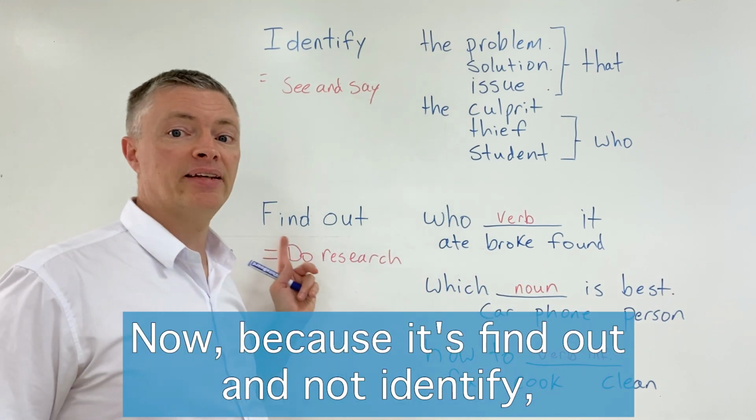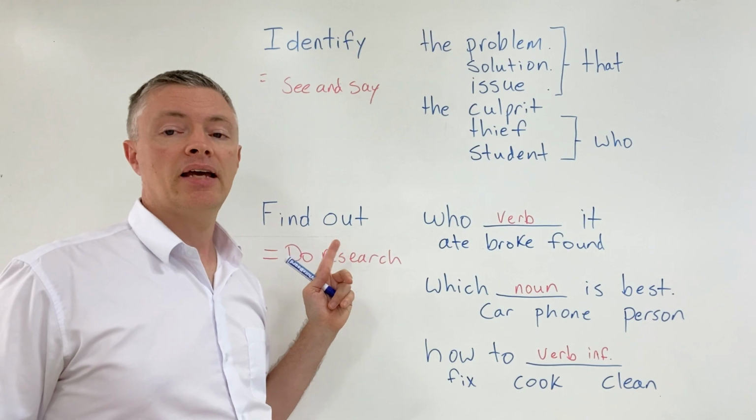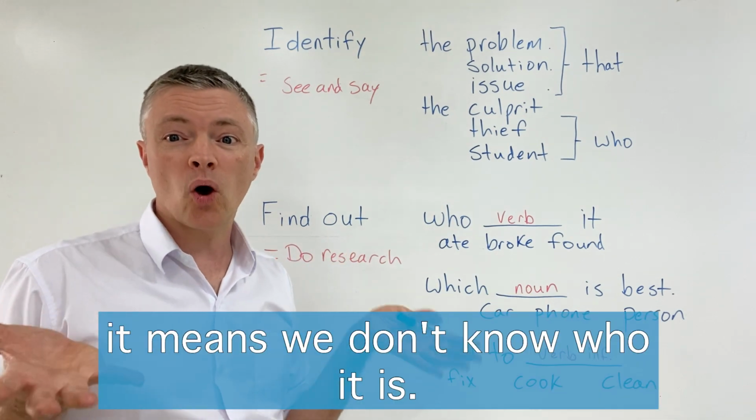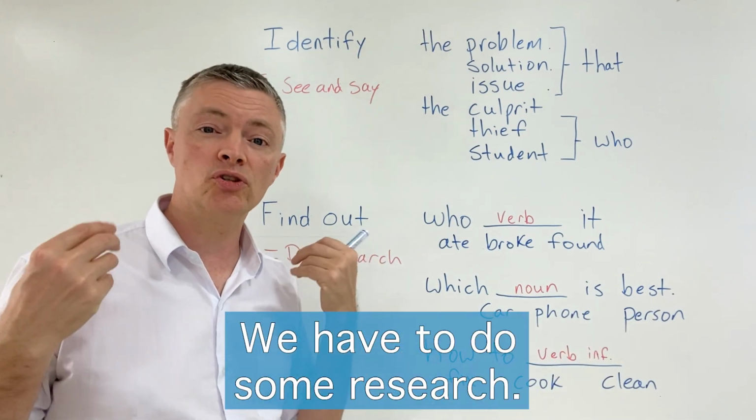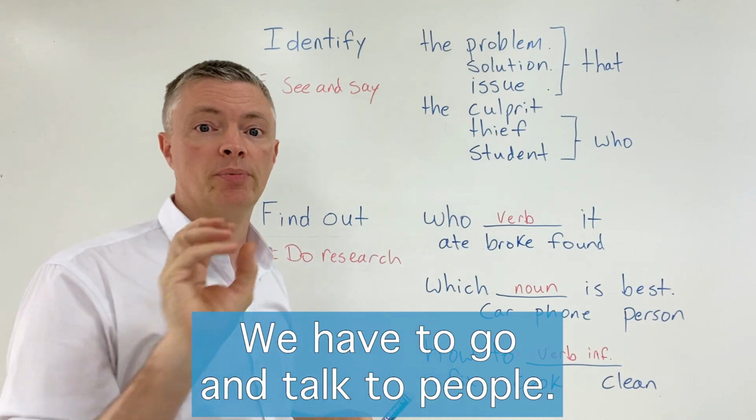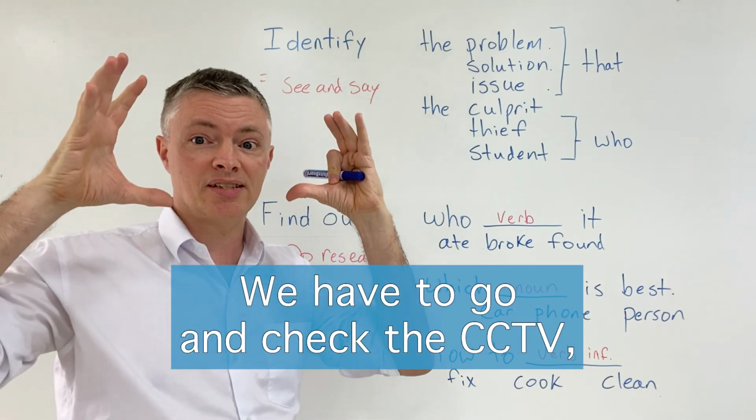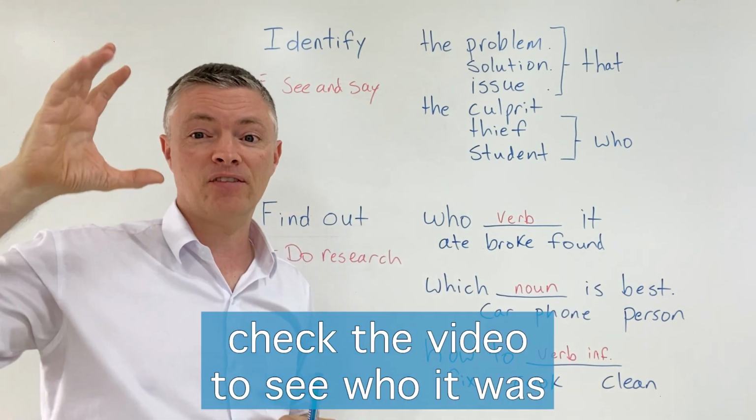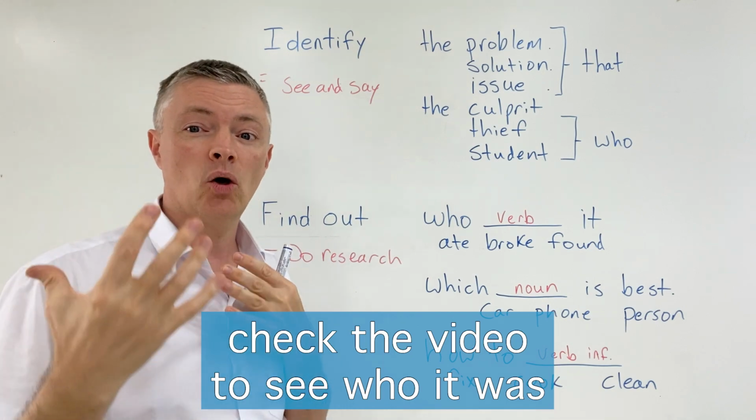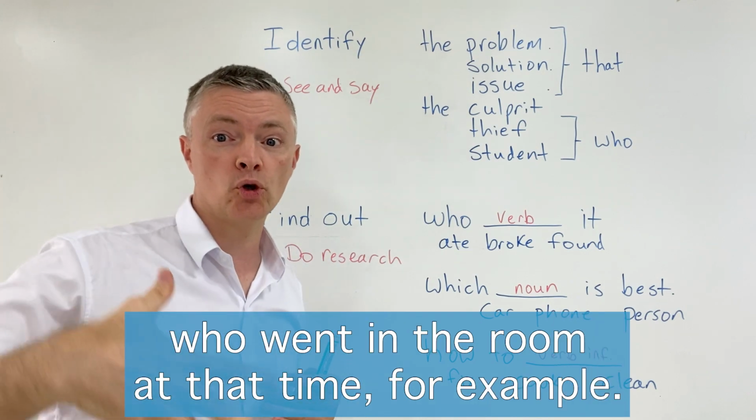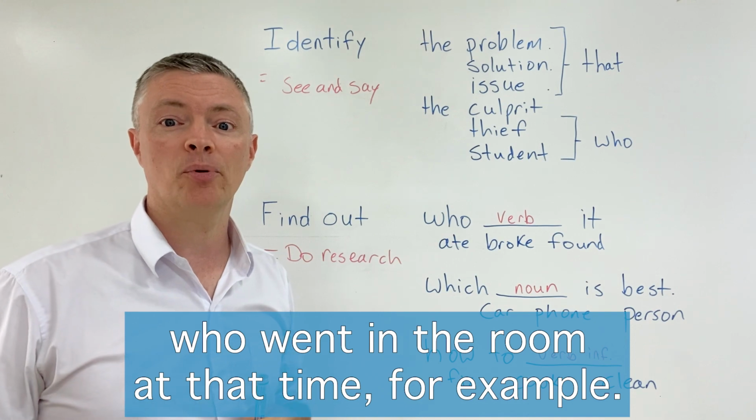Now, because it's find out and not identify, it means we don't know who it is. We have to do some research. We have to go and talk to people. We have to go and check the CCTV, check the video to see who it was, who went in the room at that time, for example.